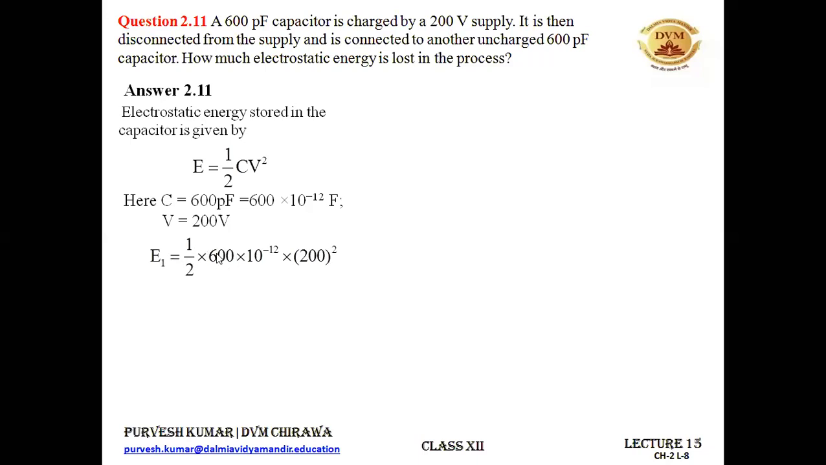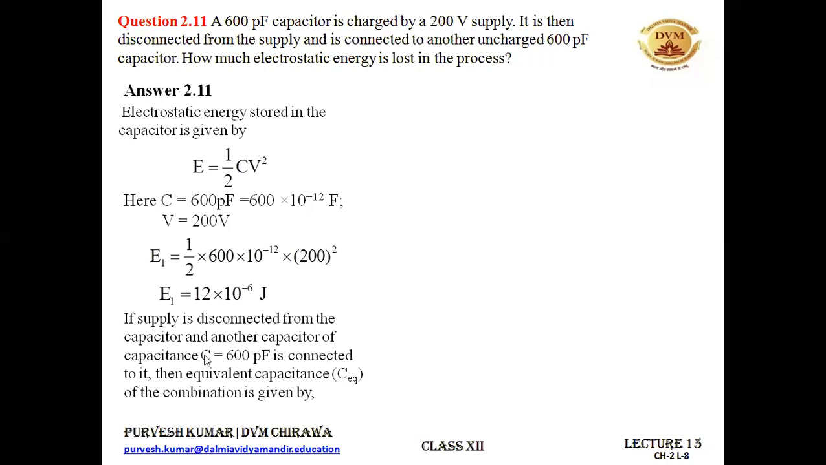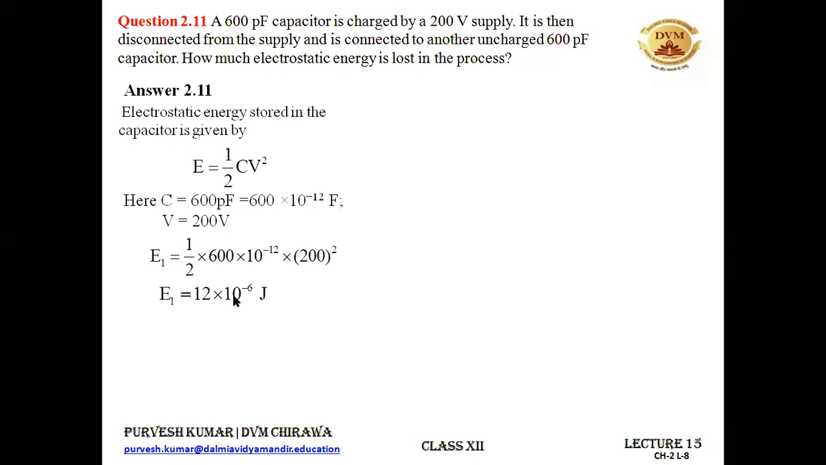In place of C, 600 picofarad. In place of V, 200. When you solve it out, E1 is equal to 12 into 10 to the power minus 6 joule. All right. E1 is equal to 12 into 10 to the power minus 6 joule. So this is the electrostatic energy that was stored earlier. Now what you have done, you have disconnected it from the power supply and connected the capacitor to an uncharged capacitor of the same capacitance. All right. So what will happen?